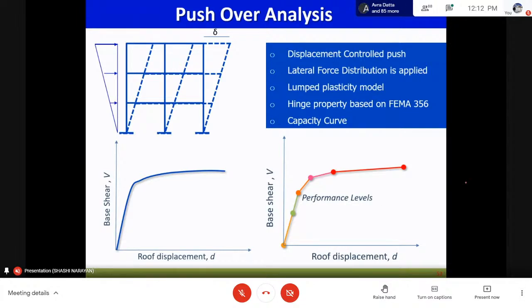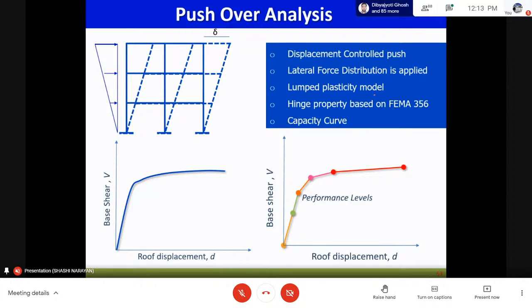Lateral force distribution is applied. Lumped plasticity: this is one thing which we have assumed, that only the beam ends and the column ends will go into the plastic region. That is the lumped plasticity model. One may go with the distributed plasticity model as well. That is, you assume that the whole structure can go into the plastic region, but that will take time, in the sense that the software will check at each and every point whether it is going into the plastic region or not, and that will be time consuming. But the lumped plasticity model also gives a very accurate approximation of the solutions. So we go with the lumped plasticity model in this.